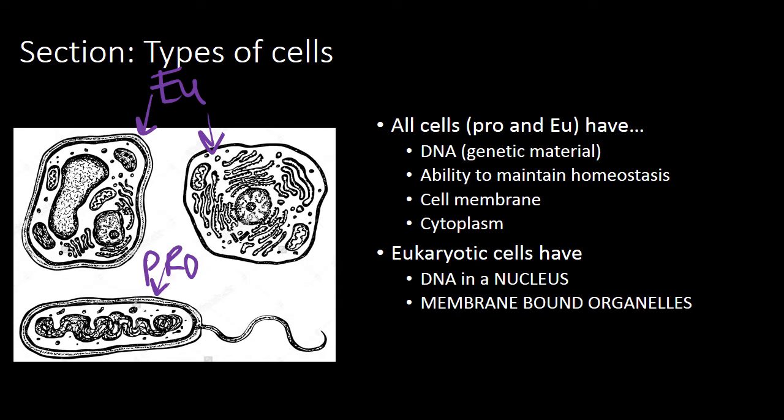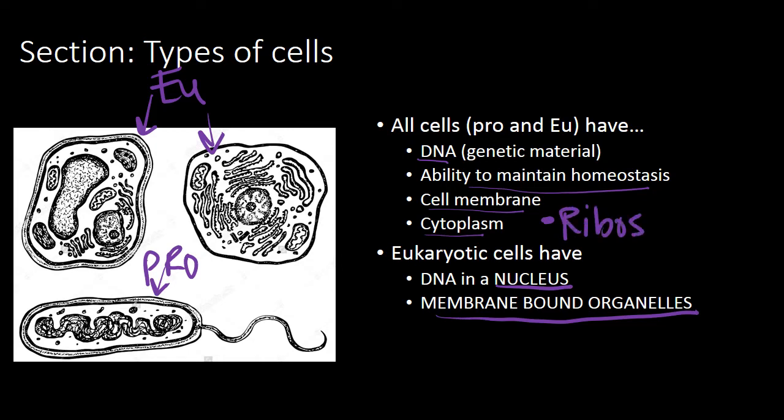Now remember, prokaryotic, eukaryotic, what are the big differences? Eukaryotic cells have a nucleus and they also have membrane-bound organelles. But there's 4 things that all cells have in common, technically 5 things. The first one is they all have DNA, they all have the ability to maintain homeostasis, they all have cell membranes, cytoplasm, and oops, forgot the last bullet point on there, ribosomes.